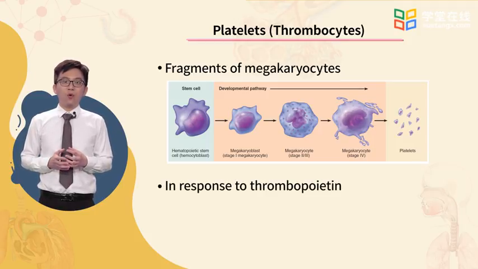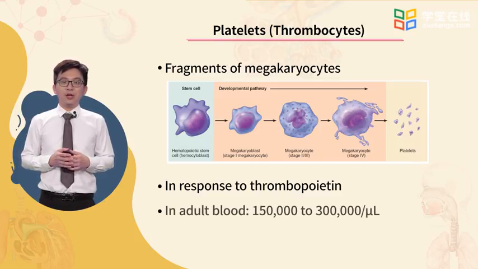Thrombopoietin is a hormone produced by the liver that increases the rate of platelet production. A normal platelet count is 150,000 to 300,000 per microliter.